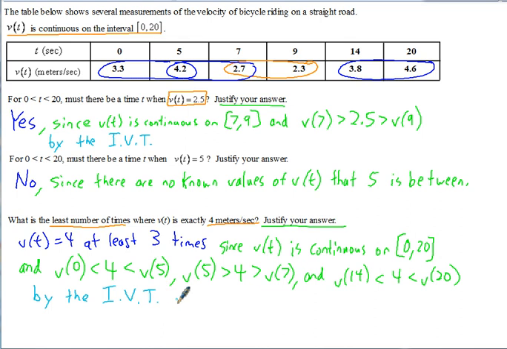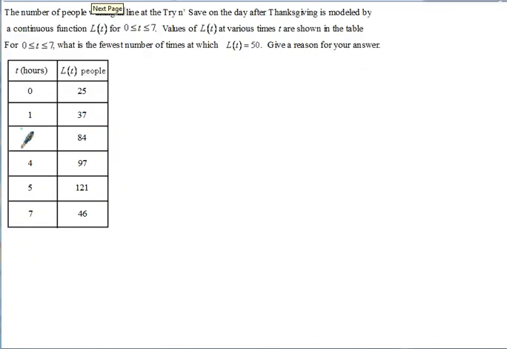Okay, let's look at the next example problem. This one's just a table organized vertically here. It says the number of people waiting in line at the Try and Save on the day after Thanksgiving is modeled by a continuous function L of t. So it tells you it's continuous from 0 to 7. Values of L of t at various times t are shown in the table.